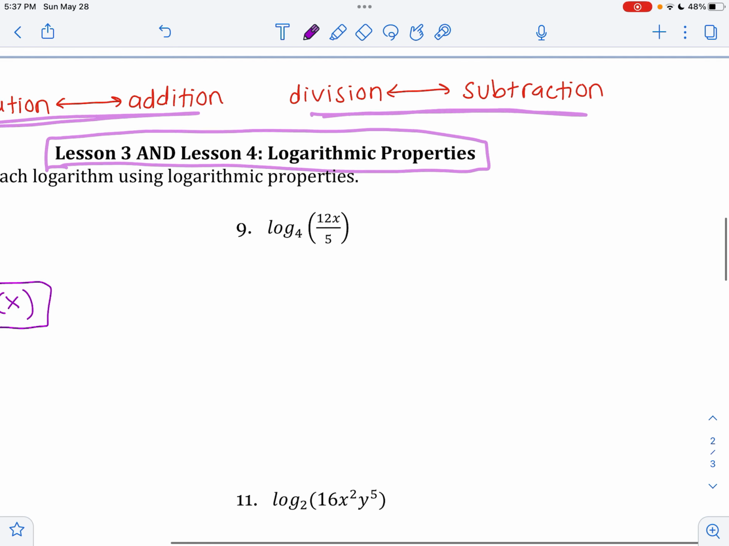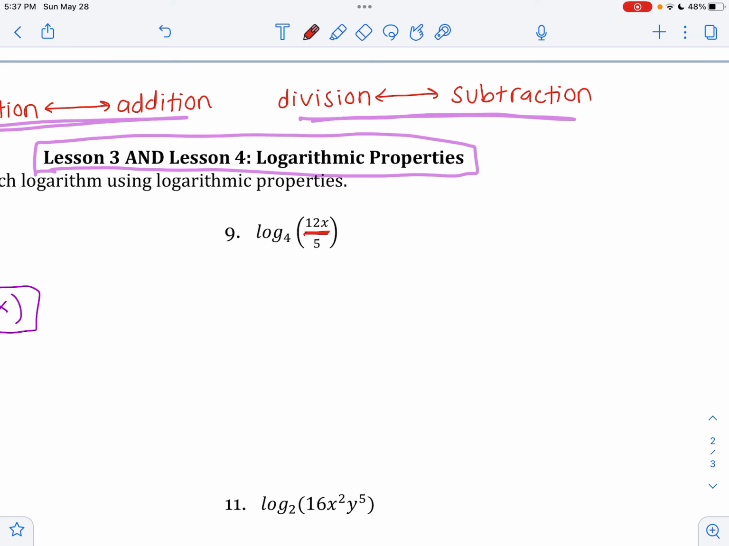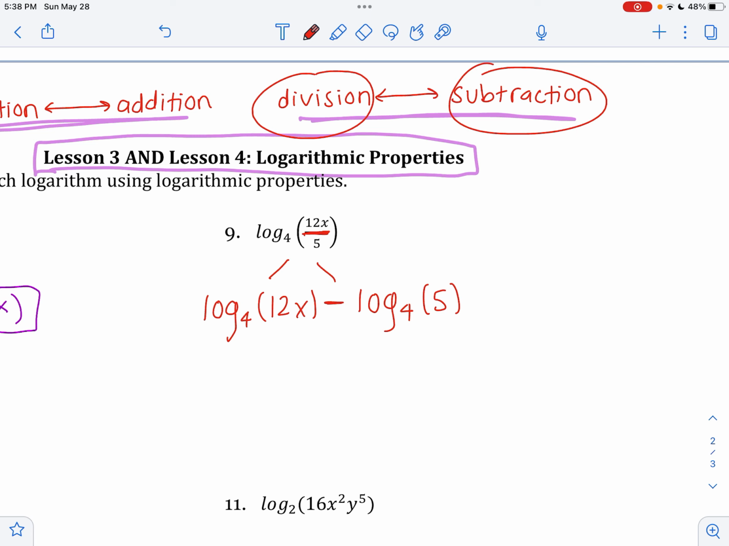Okay, number 9. Now, if I see division, the first thing I see here is division. When I see division, I'm going to be using subtraction to expand. So I'm going to be splitting this up, log base 4 of 12x of the top minus the bottom, log base 4 of the bottom, which is 5. Again, division goes with subtraction, so I subtract. Okay, now I'm not done.